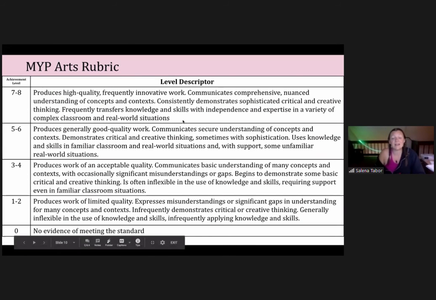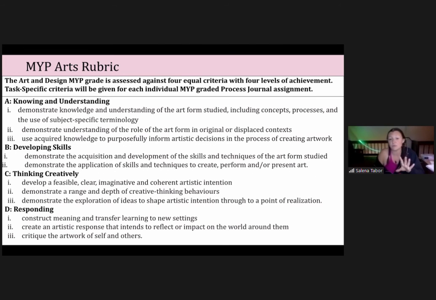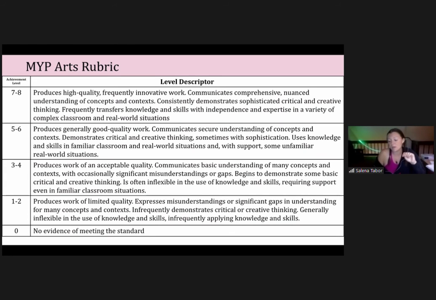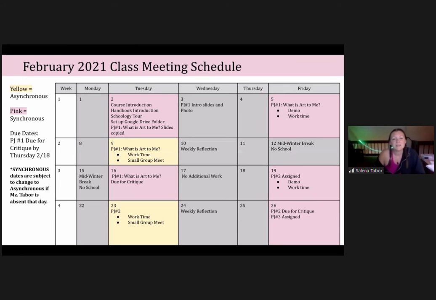On your final project and your final reflection, you'll actually be graded with this rubric. Everything else will just be graded with a small points rubric. But the last two things will be graded with this rubric. And so these are the levels. I'm sure if you have taken an MYP class, you have seen some type of level descriptor chart. The next slides are just the schedule for the semester.